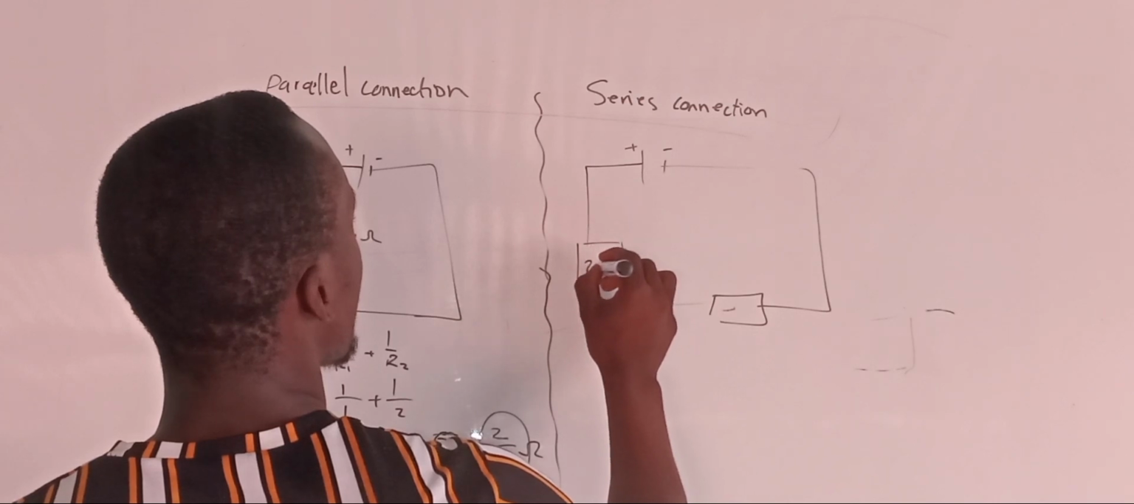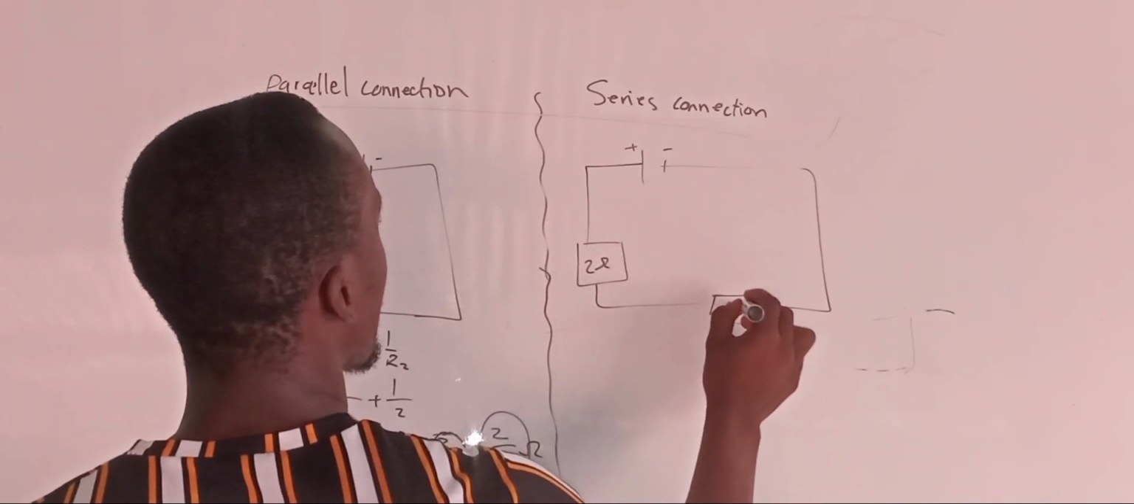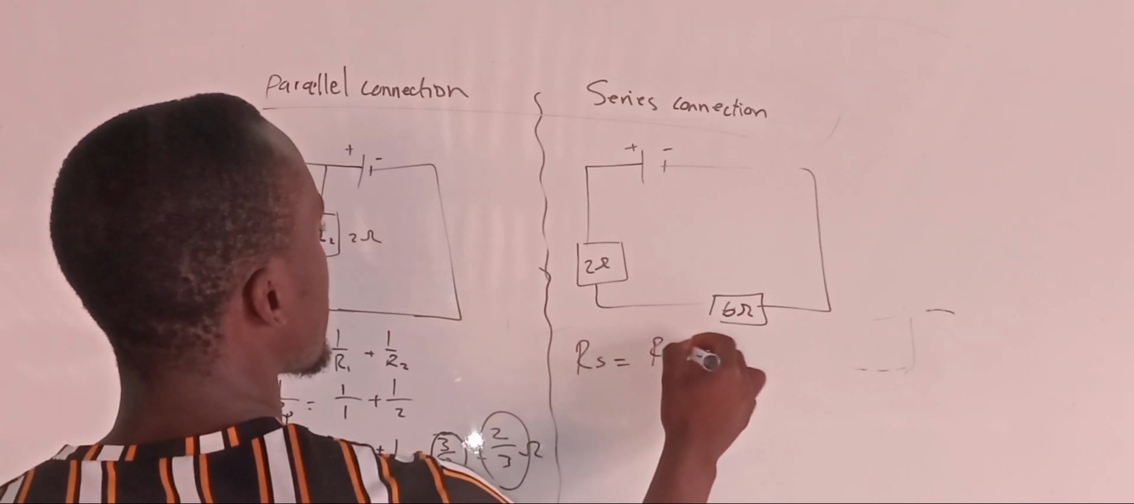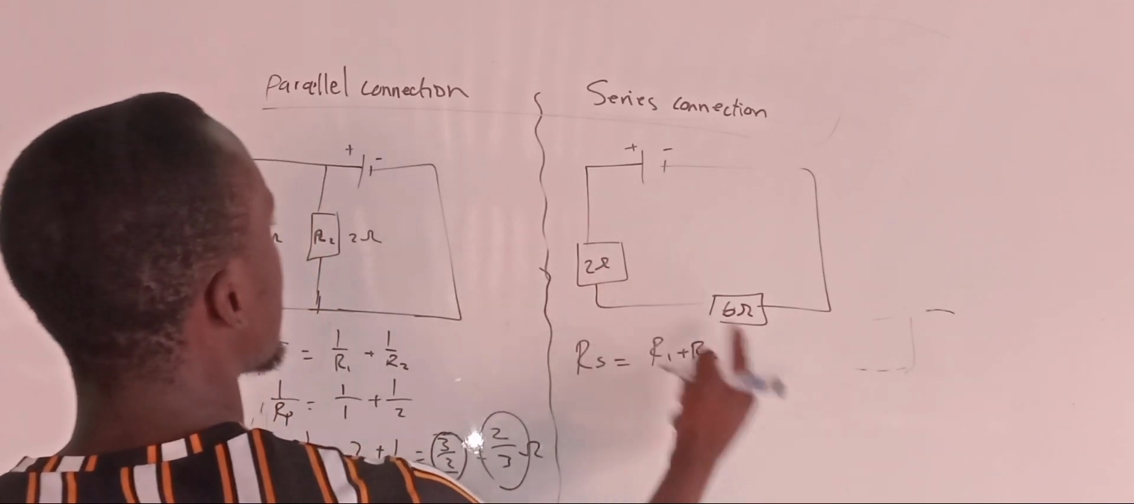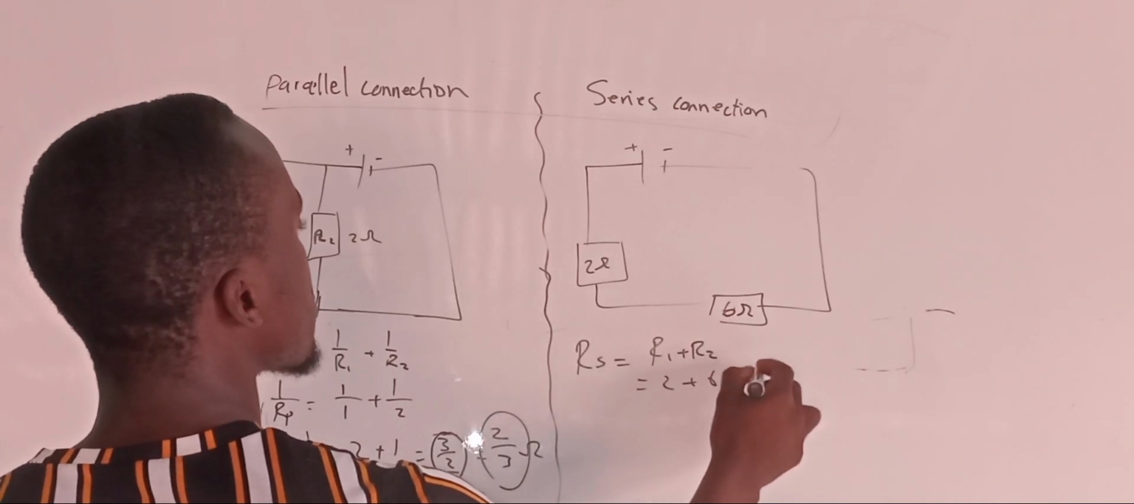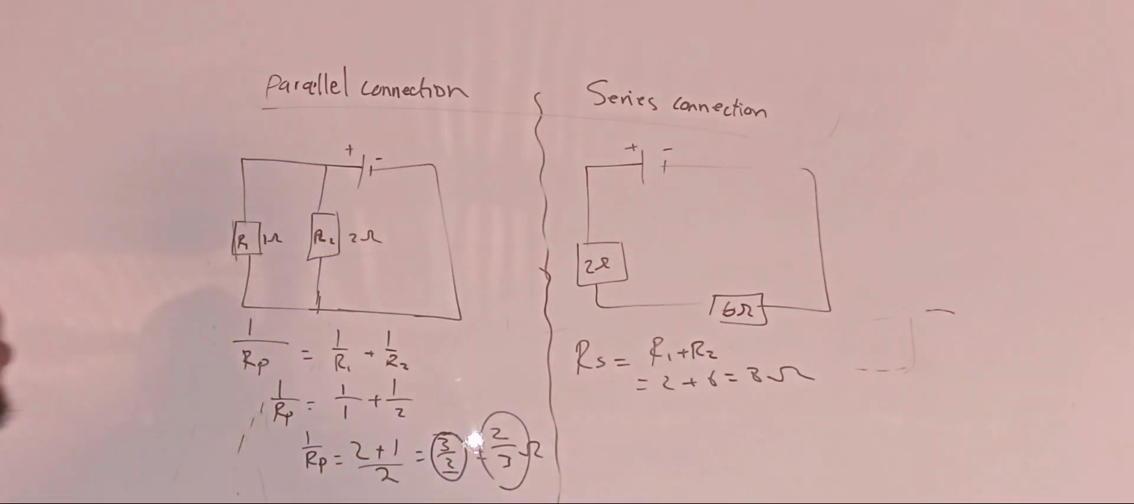We have 2 ohms, maybe we have 6 ohms. Then they want us to calculate the effective resistance. Rs is R1 plus R2. Why? Because we are having 2 resistors. 2 plus 6 is 8 ohms. So this is how we are actually calculating the equivalent resistance of the 2 connections.